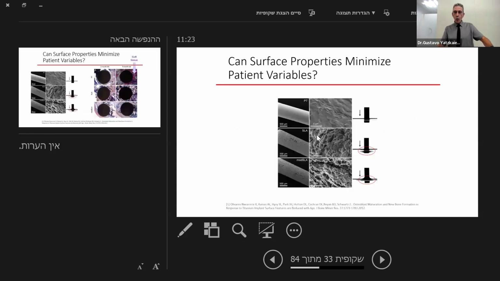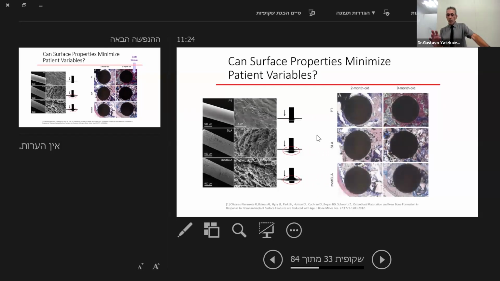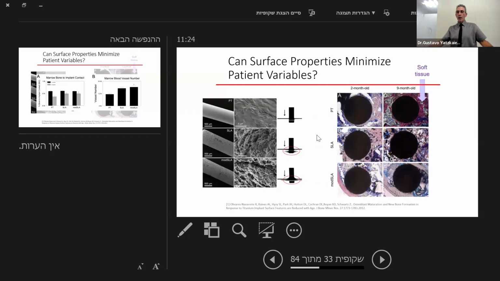Now I want to share with you a work of the group of Professor Schwartz. They worked with titanium discs, and they worked in 3 groups. The PT group is a pre-treatment surface. They did a very small rough surface. They worked also with SLA and modified SLA. They worked in rats. How can the researchers compare rats and humans? When the rats are 2 months old, we are talking about healthy men. And when we see a rat of 9 months old, we are talking about compromised men.